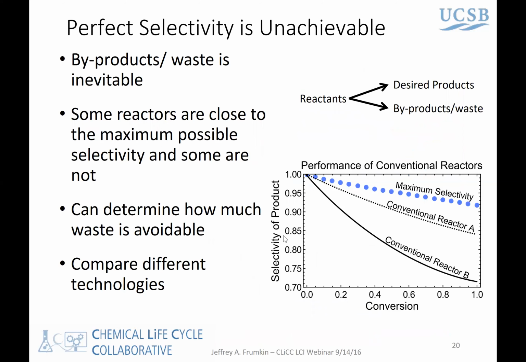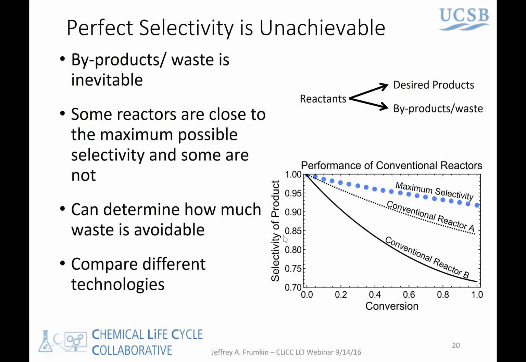So hopefully what I've shown you is that we have a couple of different ways to develop lifecycle inventory data depending on the amount of information the user has. But also hopefully I showed you that byproducts and wastes are inevitable. They're not something you can avoid.